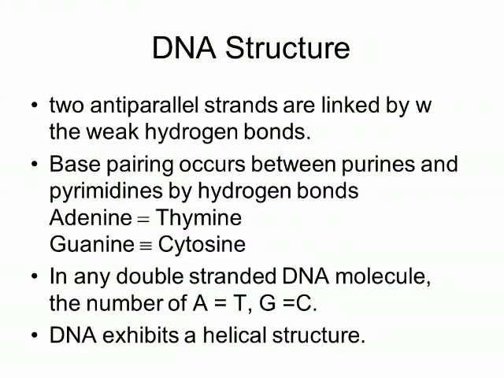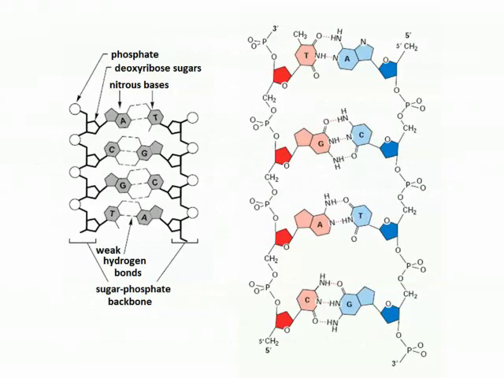So, in terms of structure, there are a couple of rules here that I would like to go through. So there are two antiparallel strands that are linked by weak hydrogen bonds, and the base pairing occurs between the purines and the pyrimidines, and an adenine and a thymine bond with two hydrogen bonds, and a guanine and a cytosine bind with three hydrogen bonds. So if we look here together, as you see, the guanine and the cytosine are linked by 1, 2, and 3 bonds, and A and T are linked by only 2.